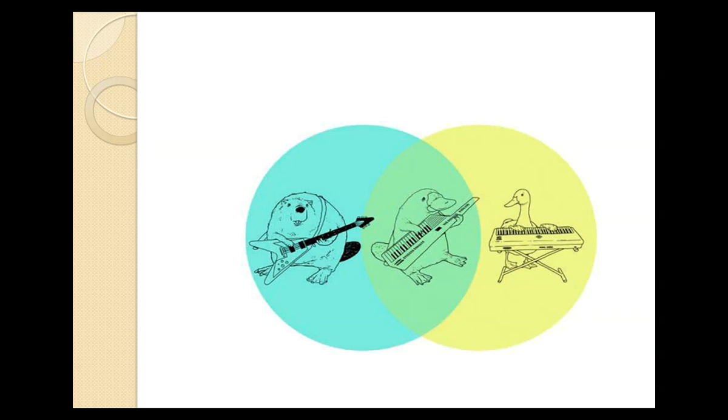This one's my all-time personal favorite. There are so many levels going on here. Blue and yellow mixed make green. The beaver, the duck-billed platypus. You take a guitar with a synthesizer and you get whatever that instrument is in the middle.